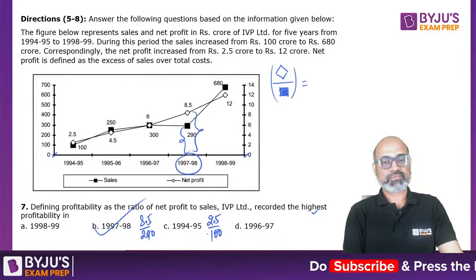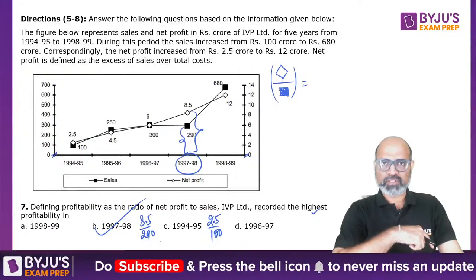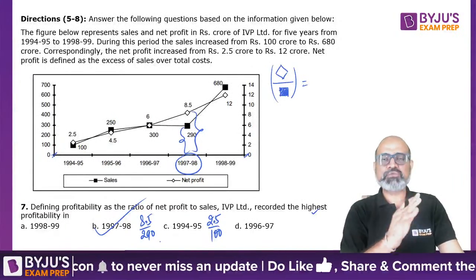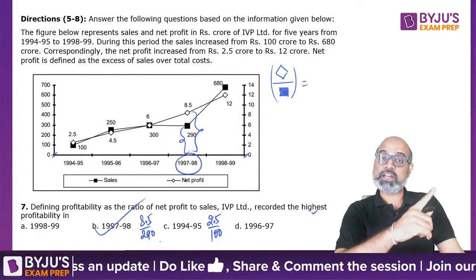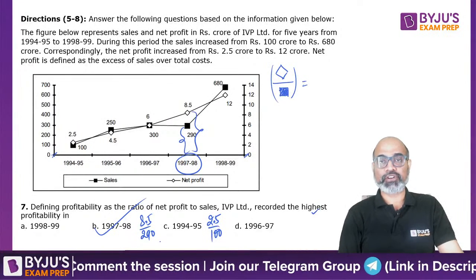देखो, if the denominator has become almost 3 times, the numerator should also become 3 times so that the fraction is same. 3 times of 2.5 is 7.5. पर वो 7.5 से भी ऊपर हो गया, तो बड़ा हो गया ना between 97, 98 and 94, 95.